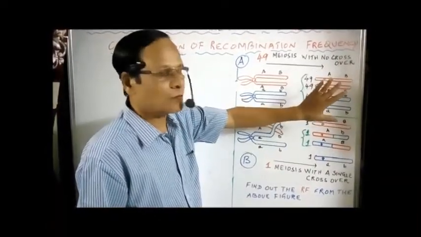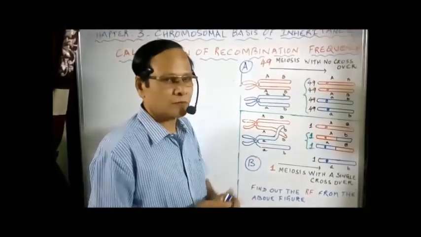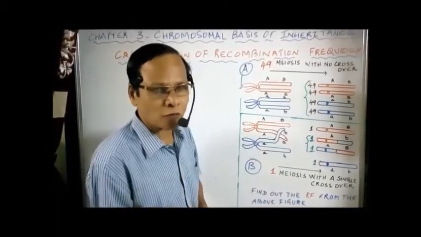Here I represent only 4. You have to multiply these 4 with 49. That's why I represent 49. So one meiotic division produces 4 offsprings.